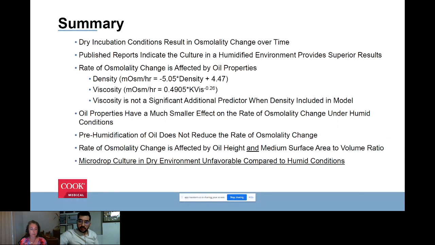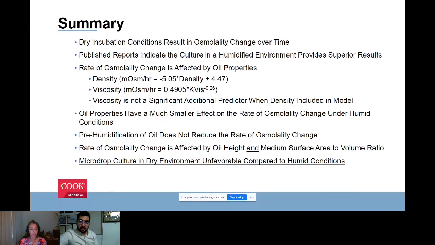And at the end of the day, our belief from the experiments done until now by our engineer is that microdrop culture in a dry environment is unfavorable compared to humid conditions.